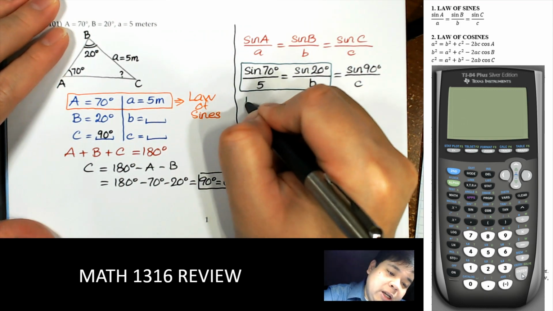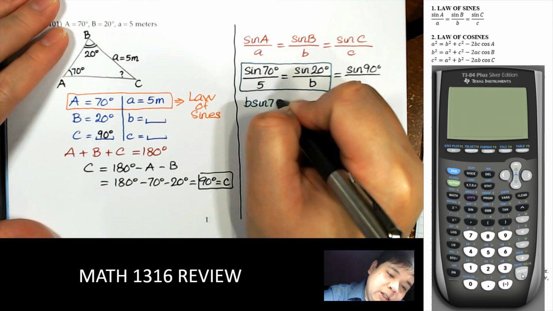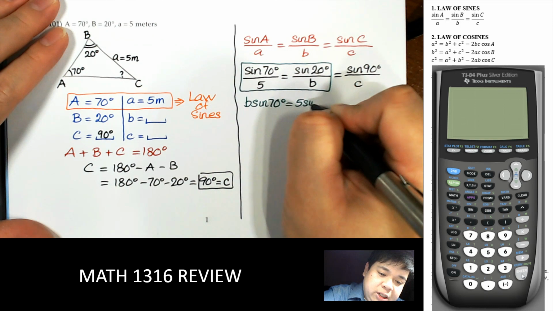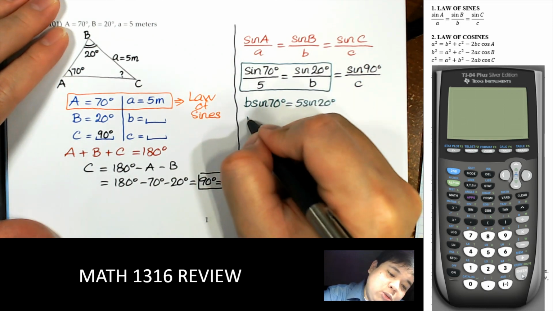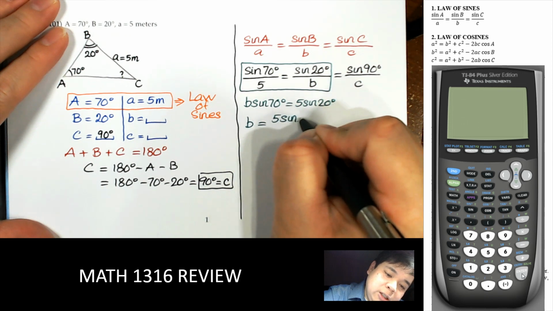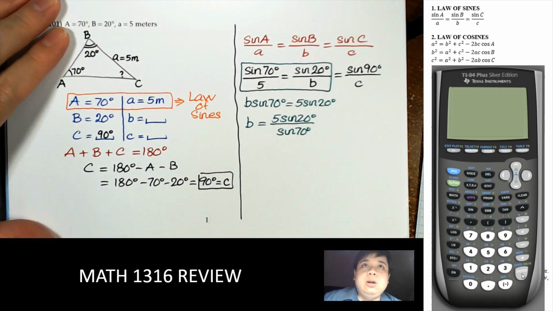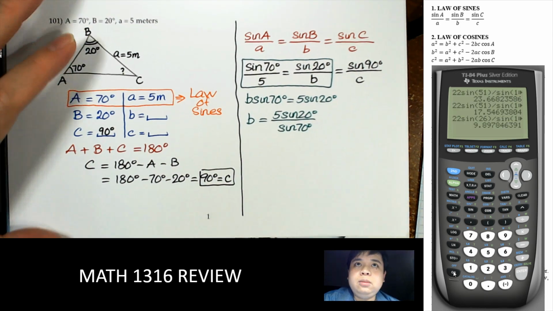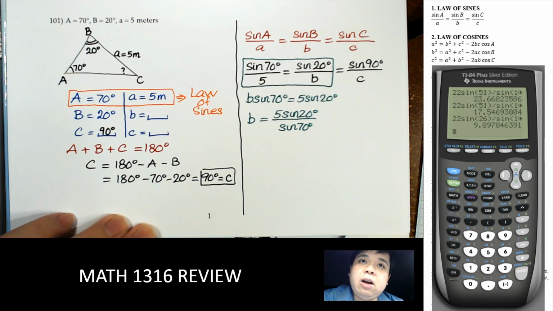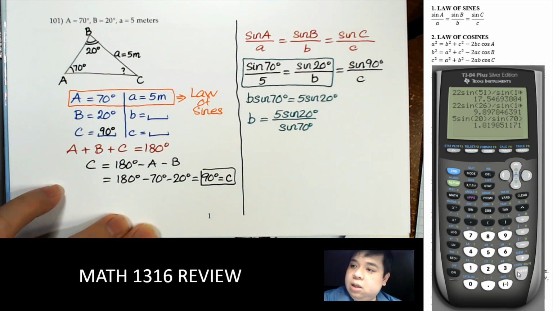Cross multiply: b sine of 70 degrees equals 5 times sine 20 degrees. So b equals 5 sine of 20 over sine of 70 degrees. Right? 5 times sine of 20 degrees divided by sine of 70 degrees is 1.8 meters.